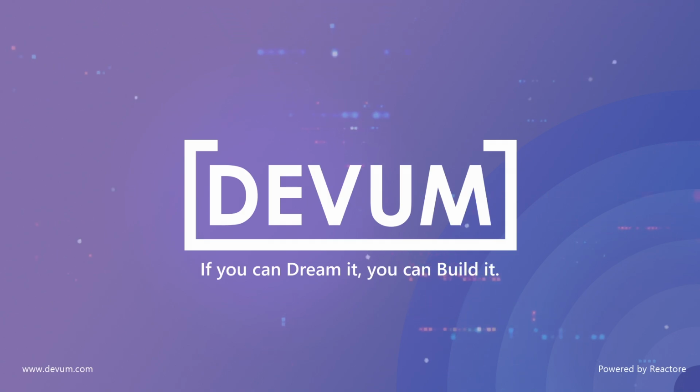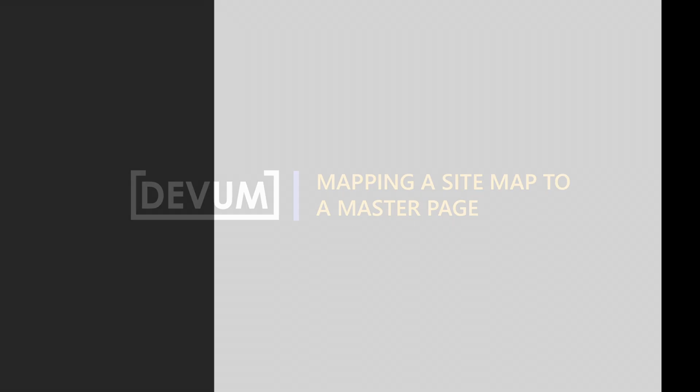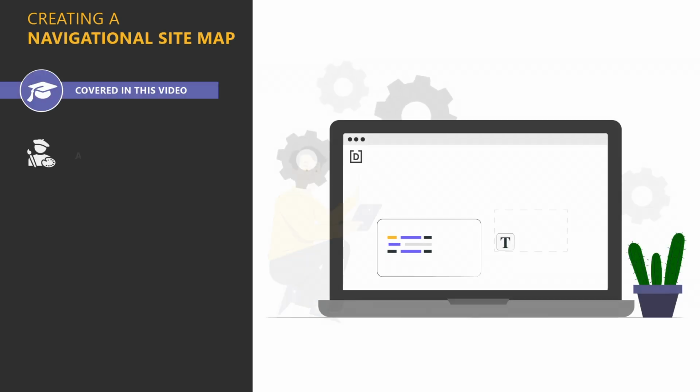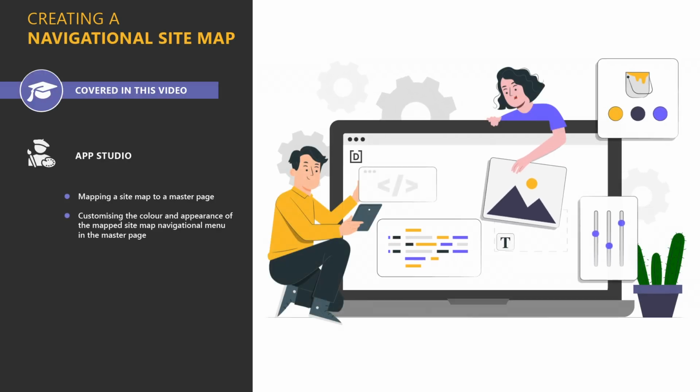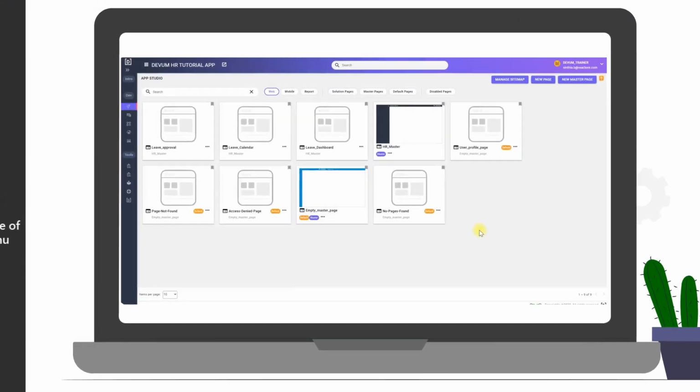Hello everyone. Today we will explore the process of mapping a sitemap to a master page in Devum app. This video will demonstrate how to map a sitemap to a master page and customize the color and appearance of the navigational menu of the mapped sitemap in the master page.